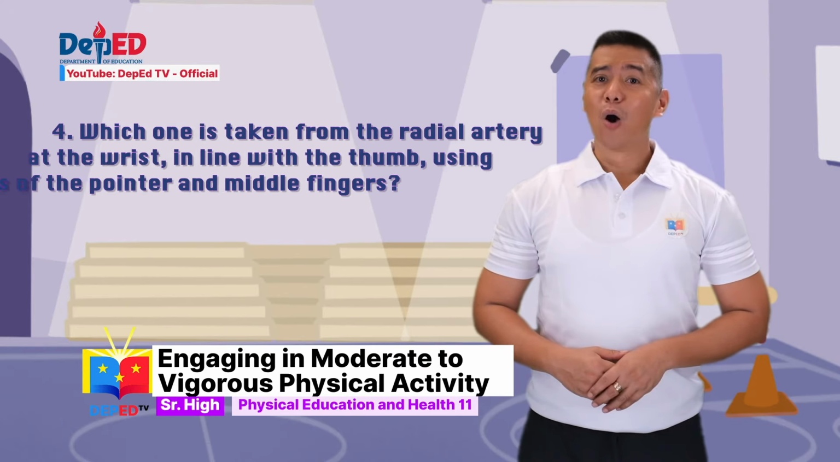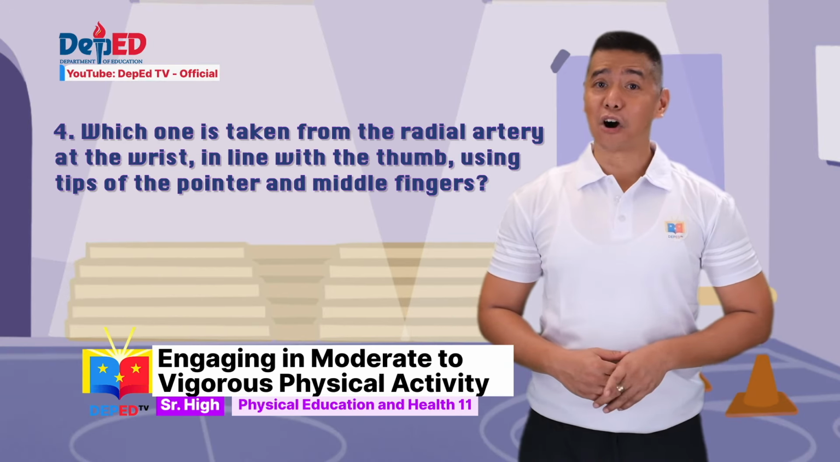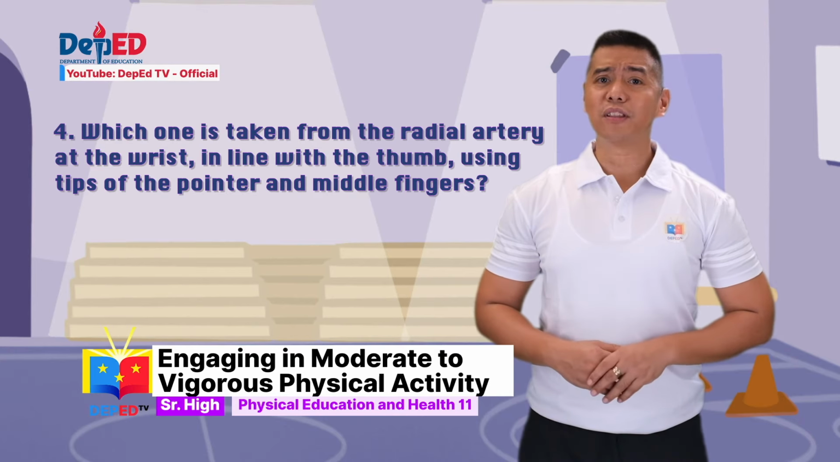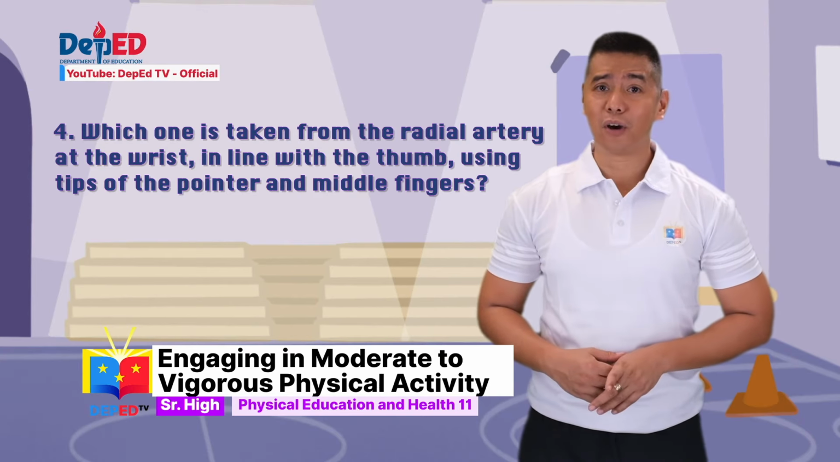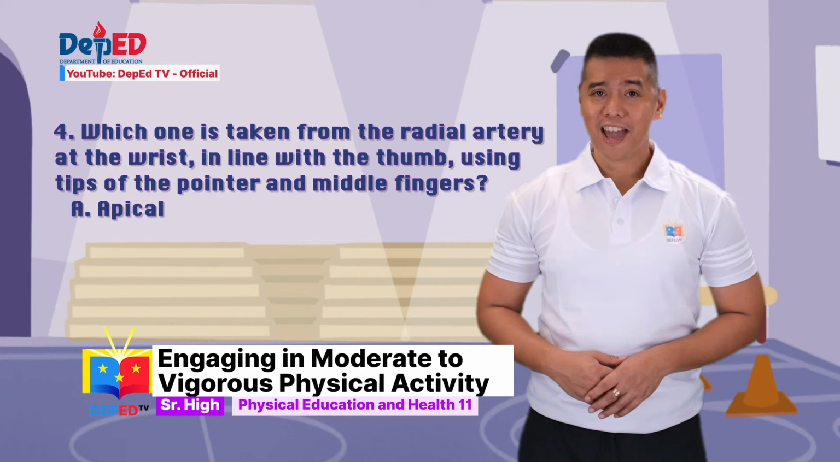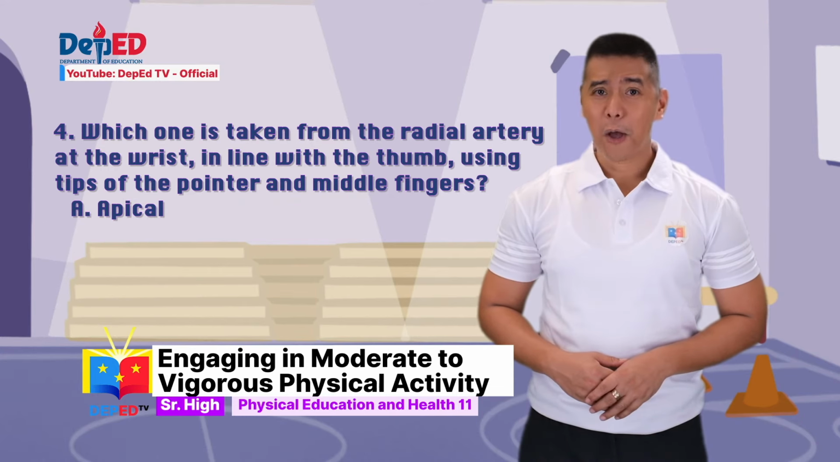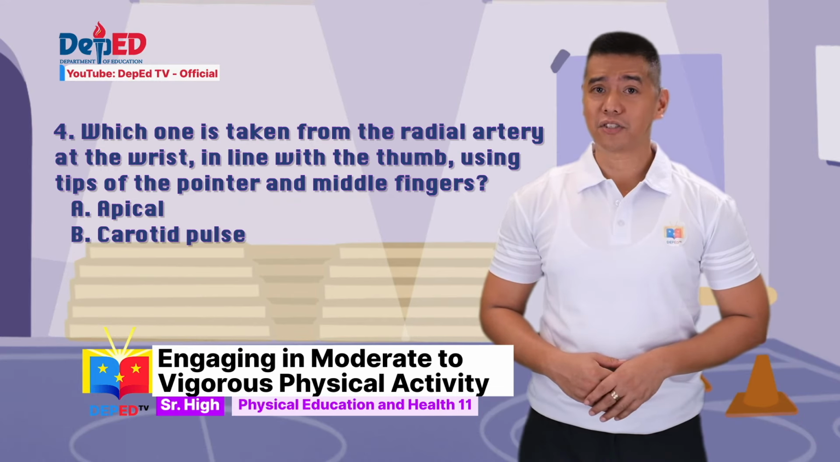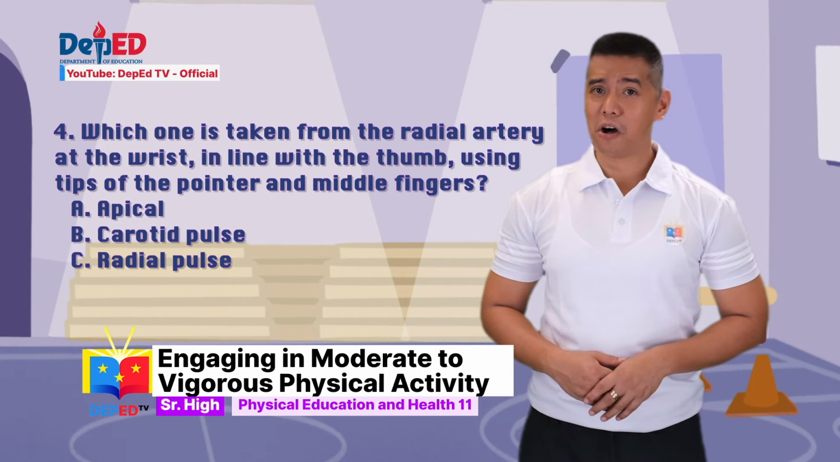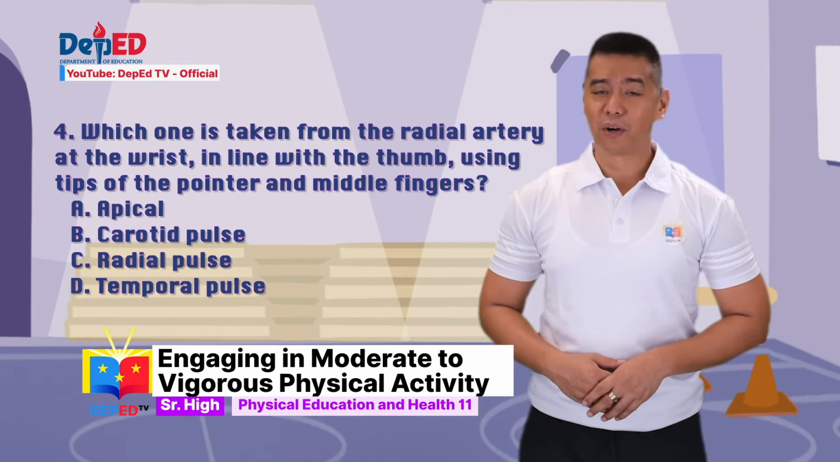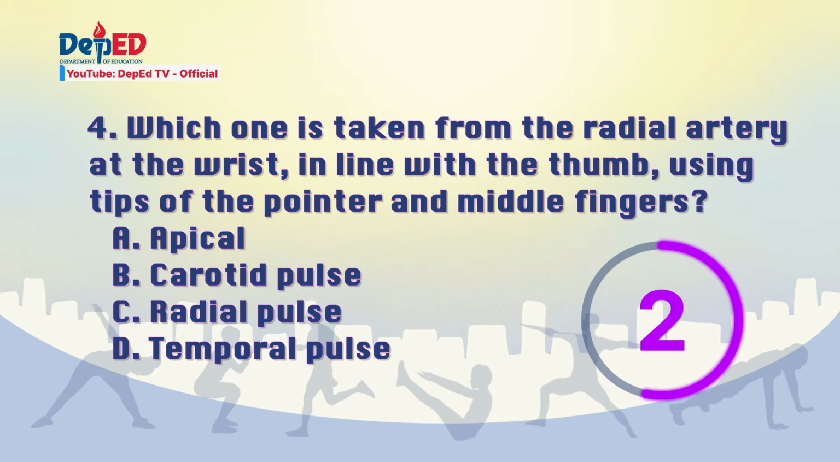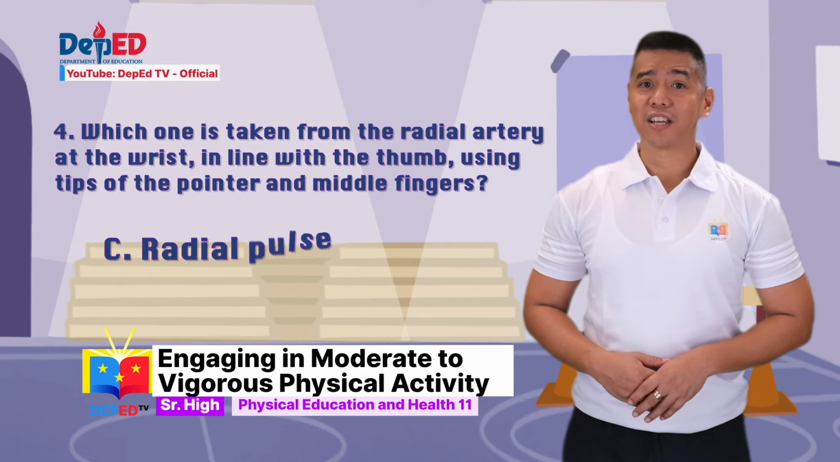Number 4. Which one is taken from the radial artery at the wrist in line with the thumb using tips of the pointer and middle fingers? A. Apical. B. Carotid pulse. C. Radial pulse. Or D. Temporal pulse. The correct answer is letter C, radial pulse.